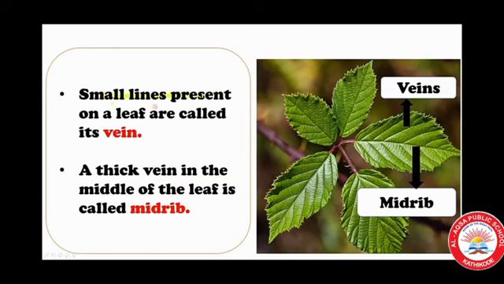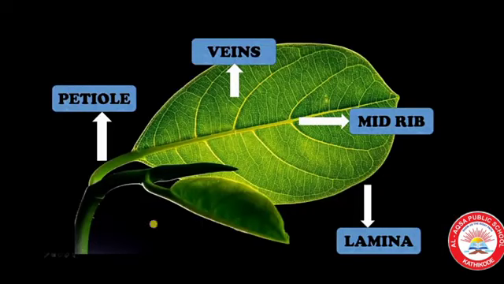The next one, we can see small lines present on the leaf. Can you see those small lines? Okay, these lines are called veins. And at the center, we can see a thick vein. Can you see that thick vein? That is called the midrib. So, petiole, veins, midrib and lamina are the 4 important parts of a leaf.